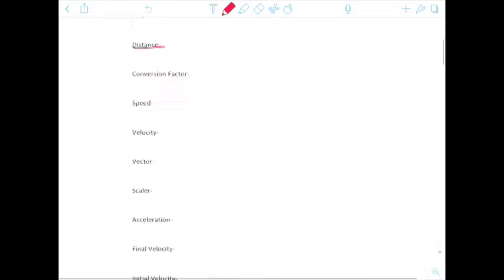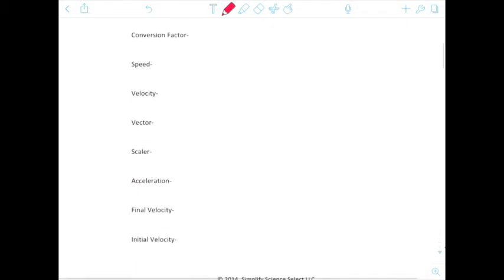And then, getting towards the end, acceleration. Acceleration is the change in velocity all over time. We can accelerate or decelerate. And then we have final velocity, which is the velocity at the very end, and initial velocity, which is the velocity in the beginning. Those are some good vocabulary that we'll need to help solve some problems.